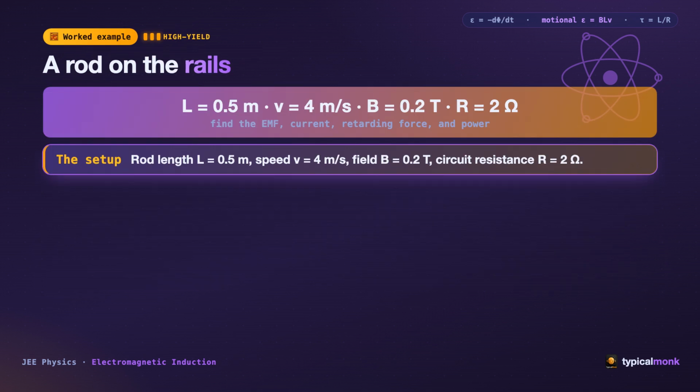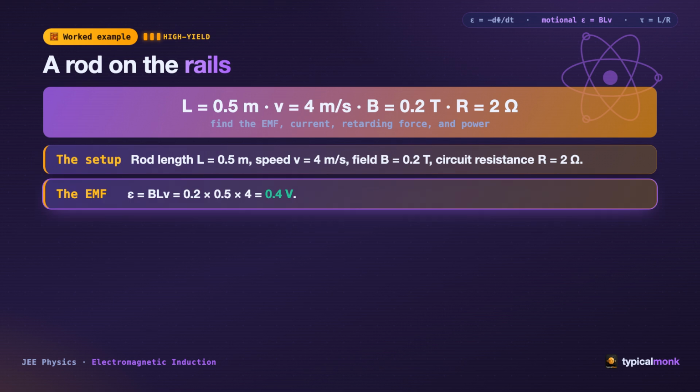Let us work the JEE favorite, a rod on the rails. A rod of length 0.5 meters moves at 4 meters per second on rails in a field of 0.2 Tesla with a circuit resistance of 2 ohms. The setup. Rod length L is 0.5 meters, speed v is 4 meters per second, field B is 0.2 Tesla, and resistance R is 2 ohms.